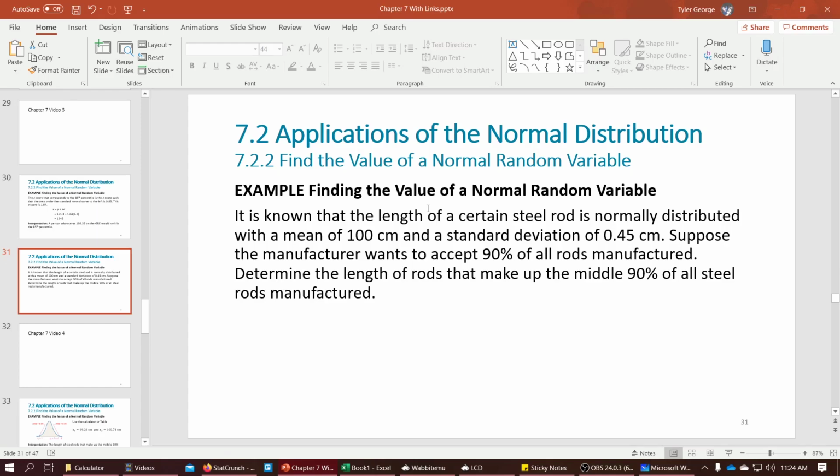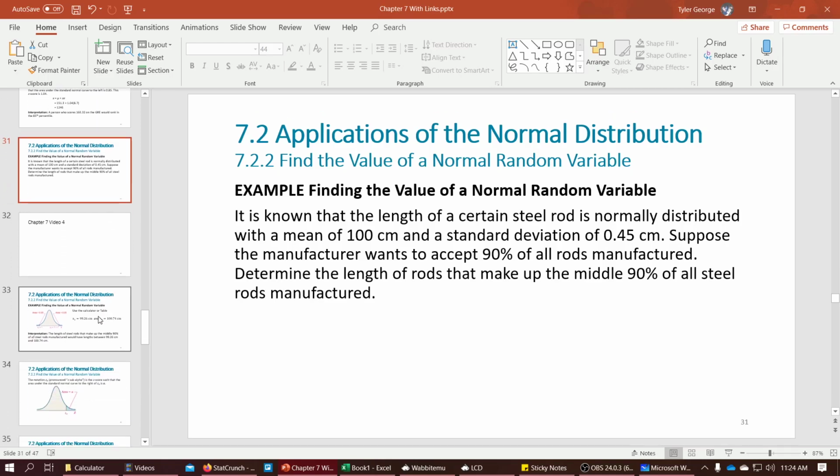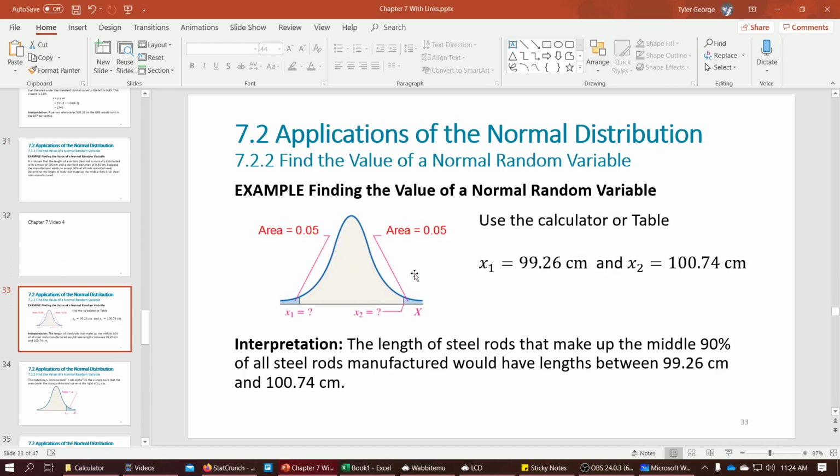Okay, so we want the middle of something, so we're going to have to do a little bit of original thinking, and that original thinking is about the normal distribution. Here we want the middle 90%, so we're going to move down to the slide and use this diagram here, sorry.